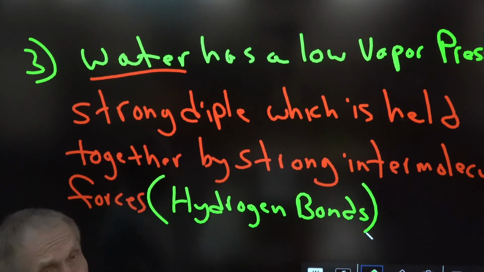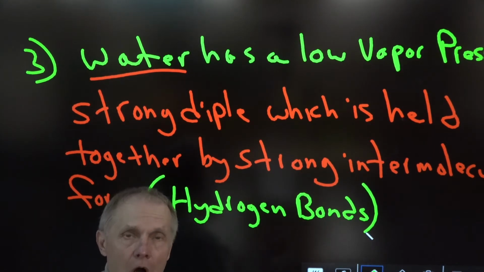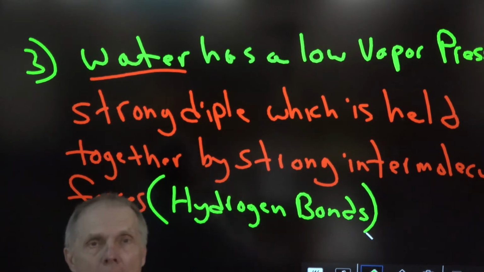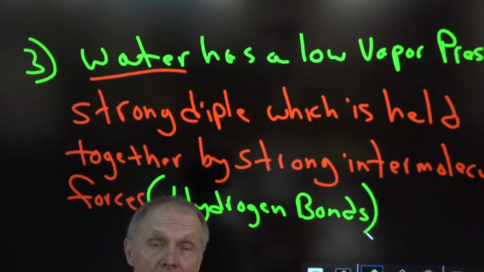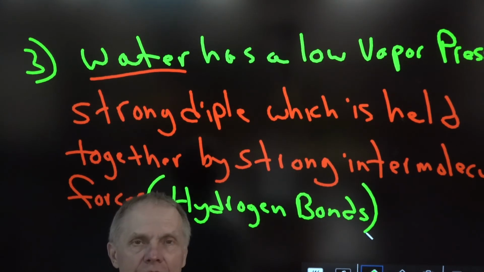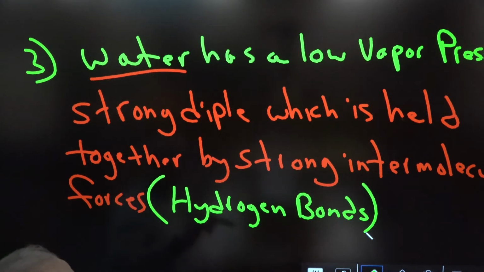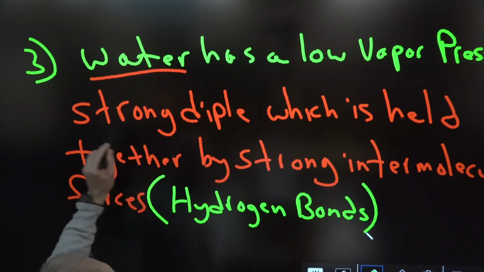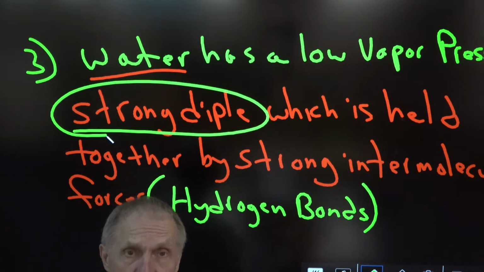So that means water doesn't evaporate quickly because all the water molecules are held together by hydrogen bonds. So in order to make water evaporate, you have to break the hydrogen bonds. So any liquid that is held together by a strong dipole is going to have hydrogen bonds.